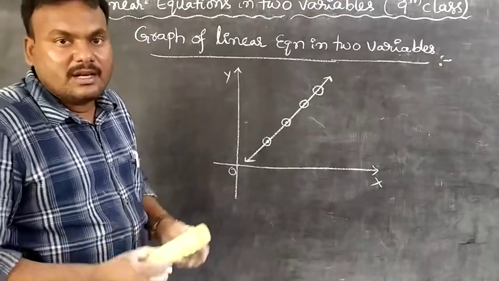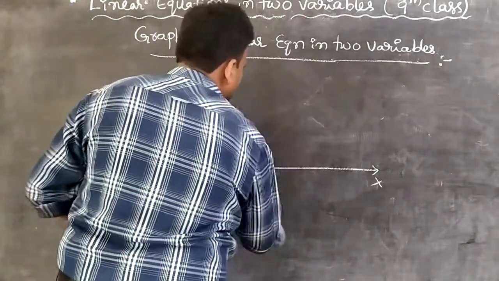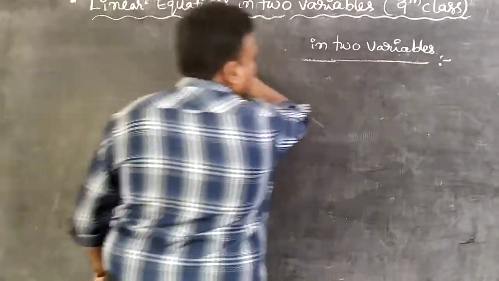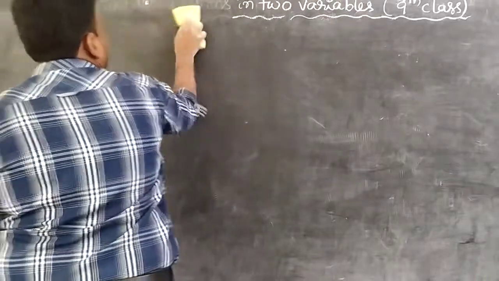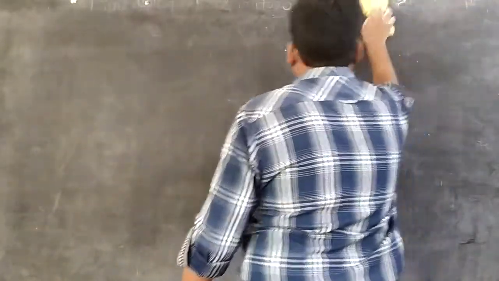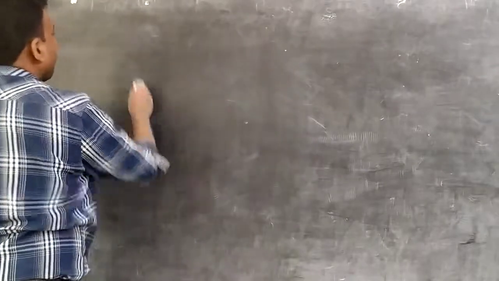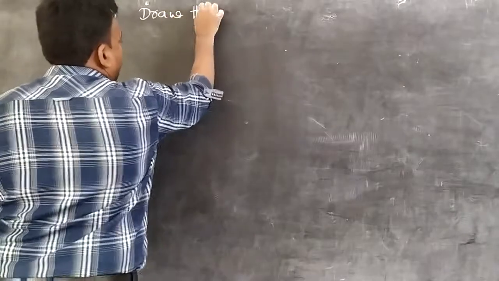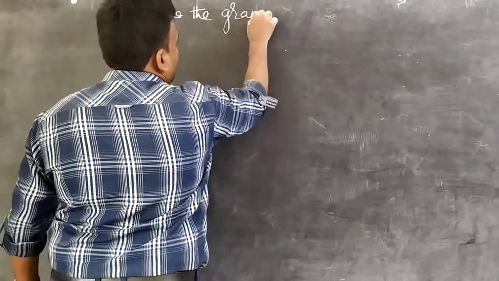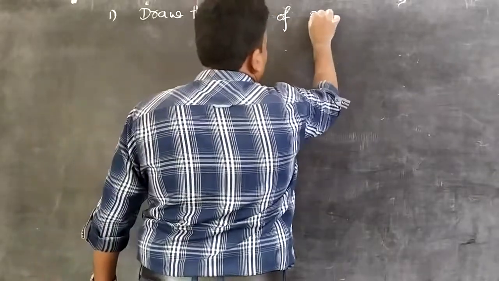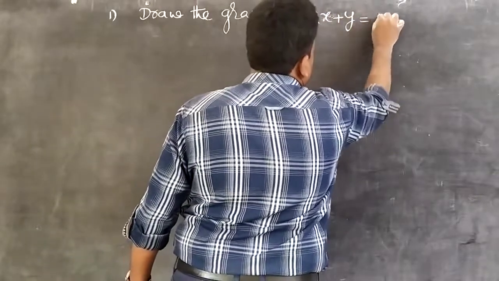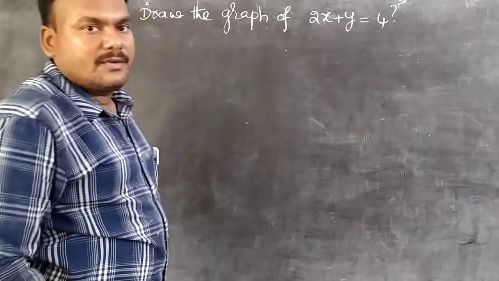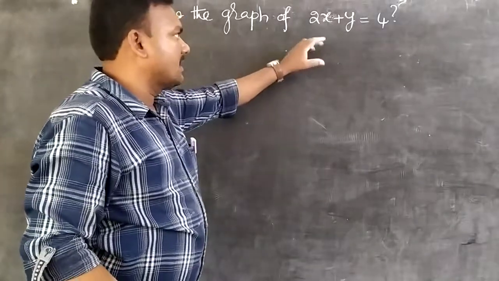Okay, let us take one example problem, students. Observe carefully. Problem 1: draw the graph of 2x plus y equals 4. Okay, we draw a graph. There is no graph paper here, so consider the blackboard as a graph.